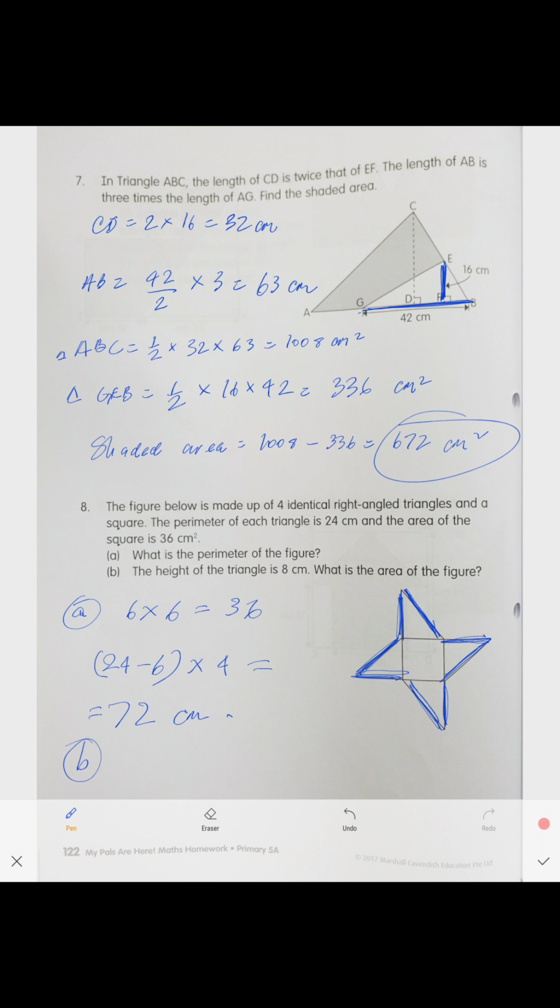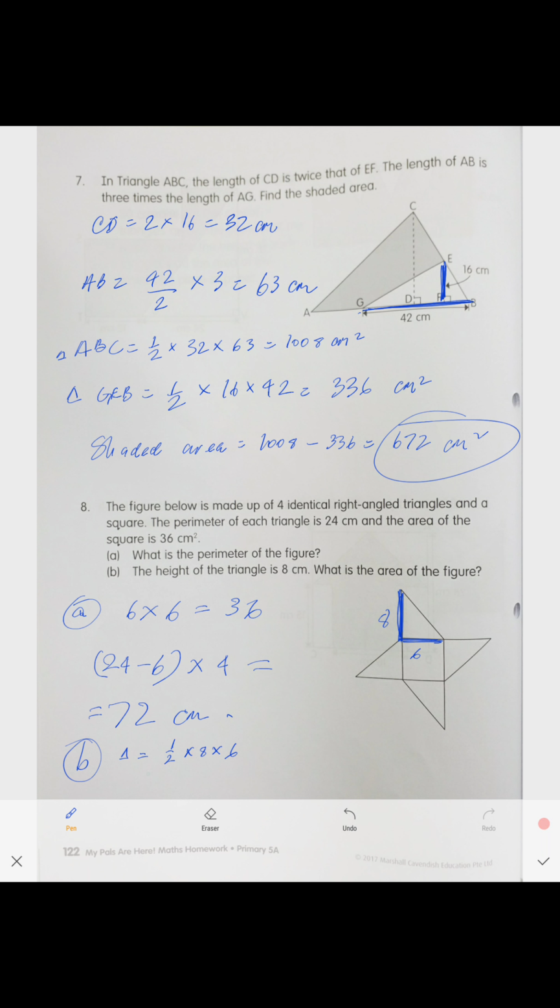Now our part B, they ask us, the height of the triangle is 8 centimeters. What is the area of the figure? All right, it's also very simple. We know our base is 6. They give us the height is 8. We can find the area of one triangle, right? One triangle is 1/2 times 8 times 6.